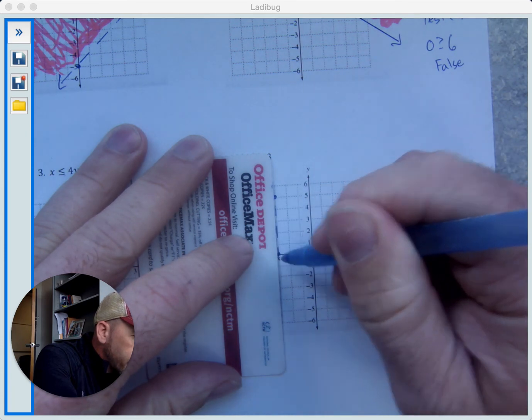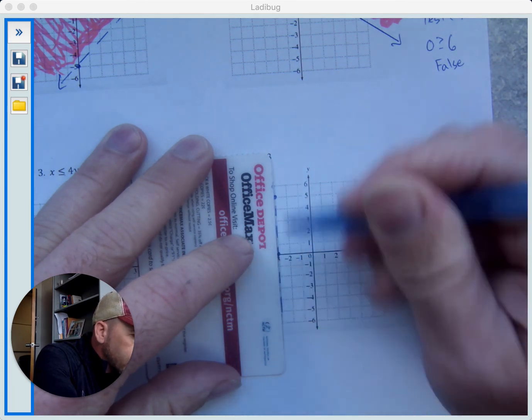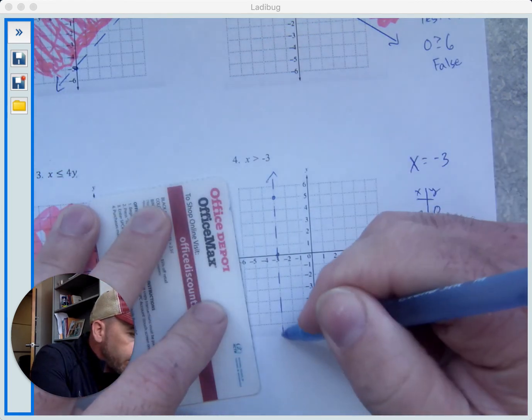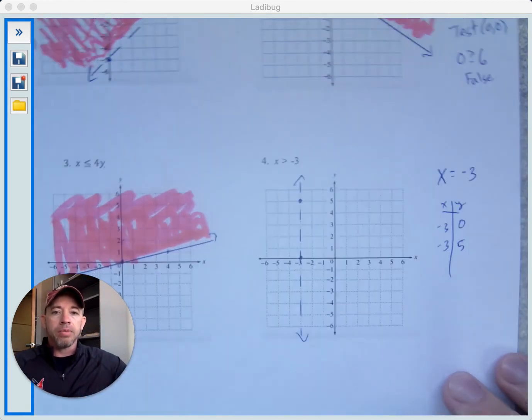And we get a nice dashed vertical line. All right, x equals -3.